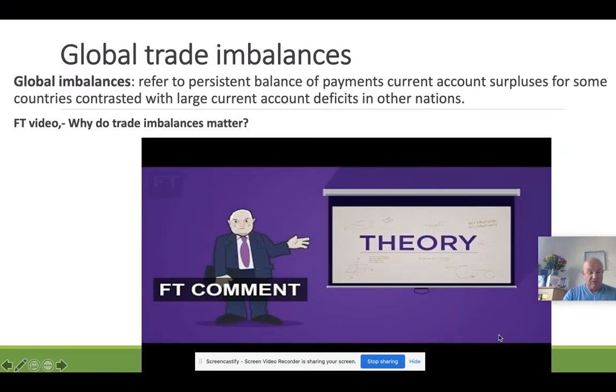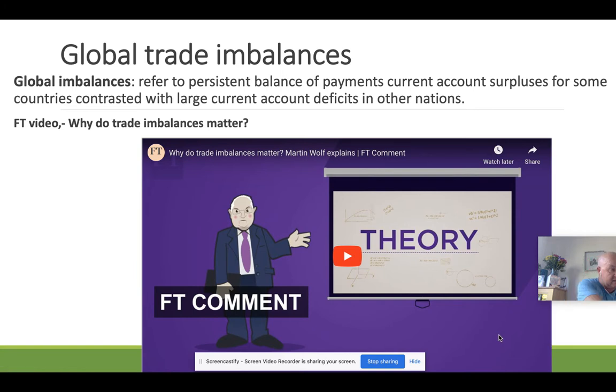Okay, so let's take a look then at the next thing. We're going to start to look at global trade imbalances, okay? Now this essentially, if you're going to define it, is where you've got a persistent balance of payments current account surplus or a deficit, okay? And so effectively, one country's surplus is going to be somebody else's deficit, isn't it?